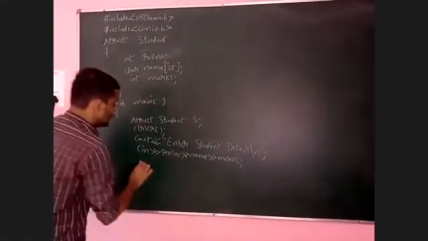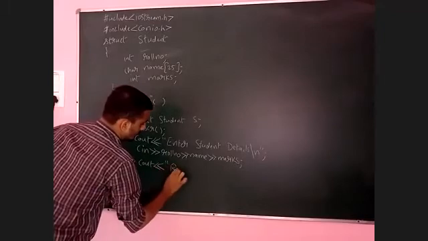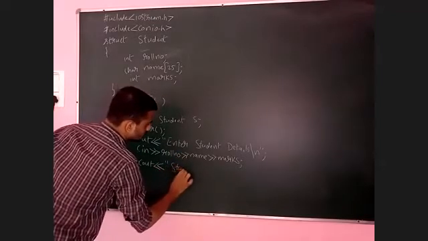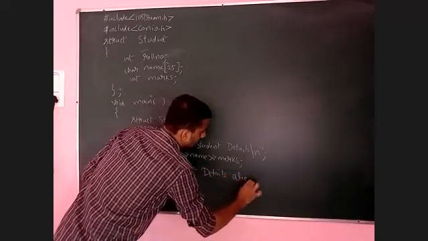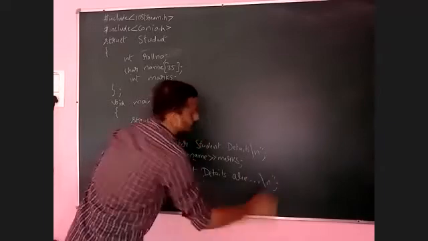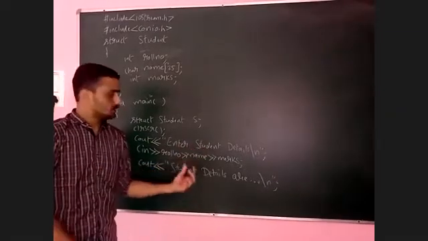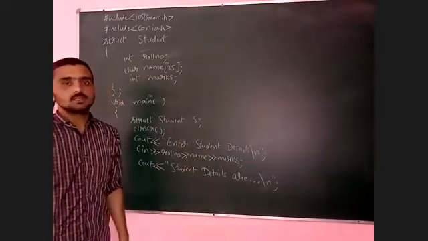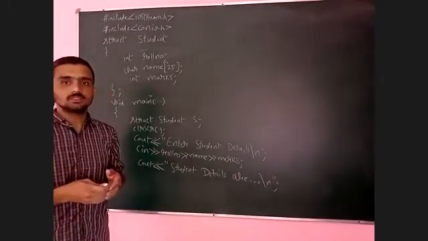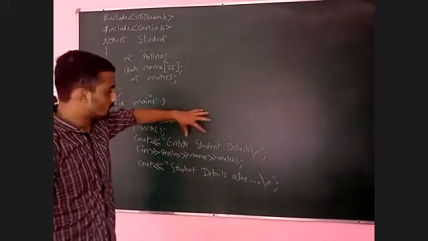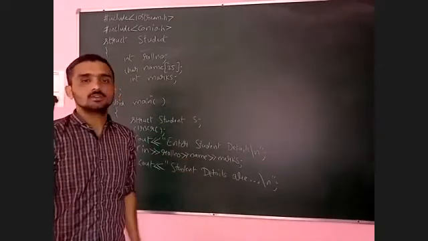Say for example, cout. Even you can write one more message: student details are. See the difference between the first cout statement and the third cout statement. Here we are asking the user to enter, and in the third cout statement we are displaying on the screen. I observe some students writing here also enter student details are. Don't mix both the messages. Here you write enter student details, and here you just write student details are. Some students write enter student details are, which is not meaningful.